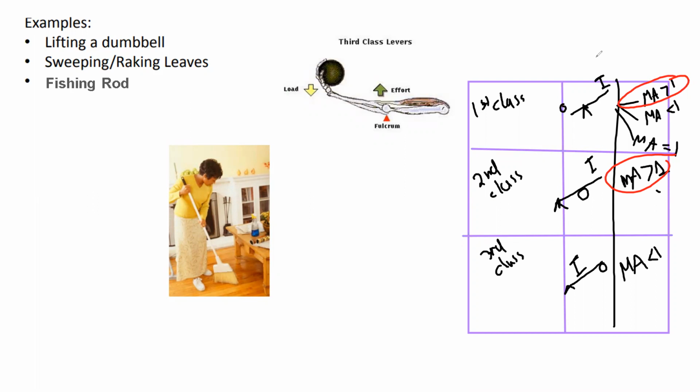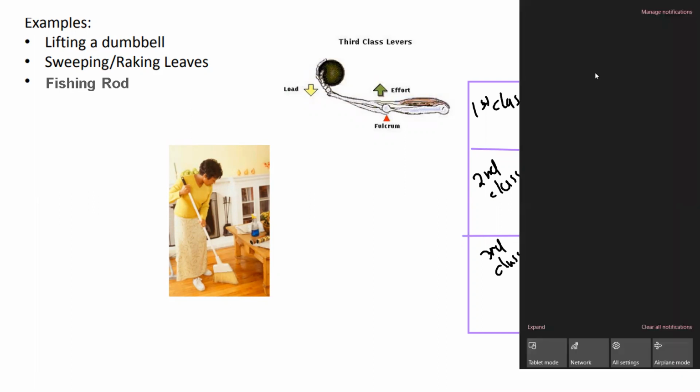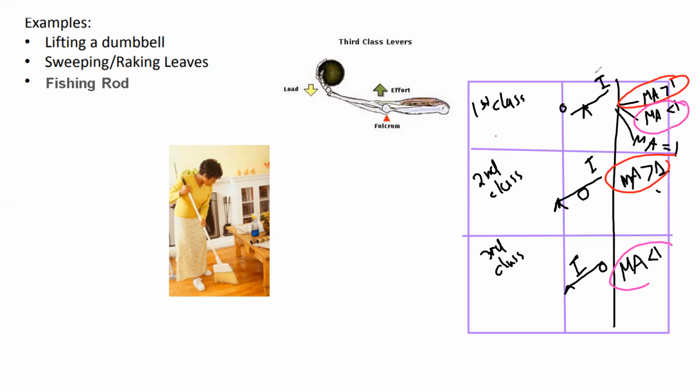Now, when the mechanical advantage is less than 1, two situations. Case number 1, when the fulcrum point is close to the input force, or when the input force is between the fulcrum and the output force. And when the mechanical advantage is equal to 1, only one case: if the fulcrum is in the middle between the output and the input force.